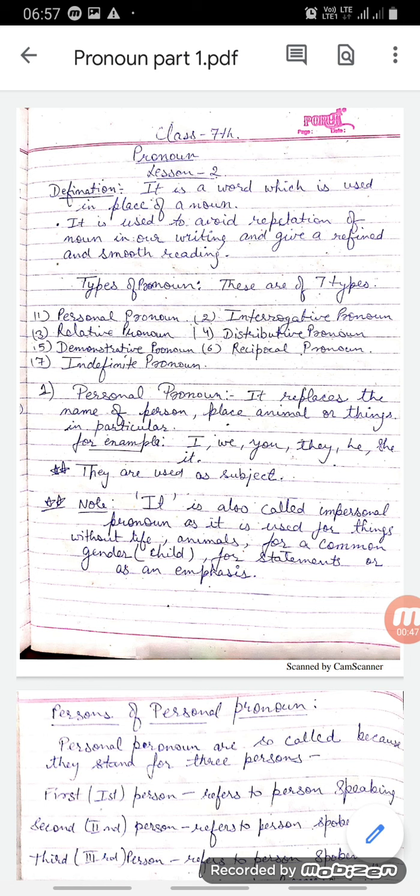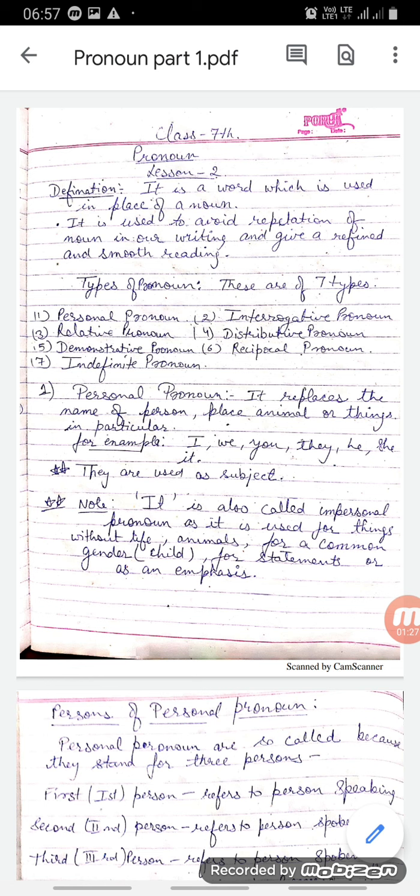Types of pronoun. There are 7 types of pronoun. First, personal pronoun. Second, interrogative pronoun. Third, relative pronoun. Fourth, distributive pronoun. Fifth, demonstrative pronoun. Sixth, reciprocal pronoun. And seventh, indefinite pronoun. Today, in this class, the topics which we will be covering are personal pronoun and cases of pronoun.